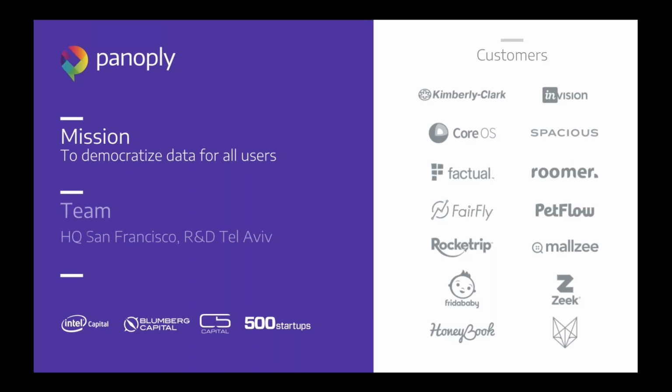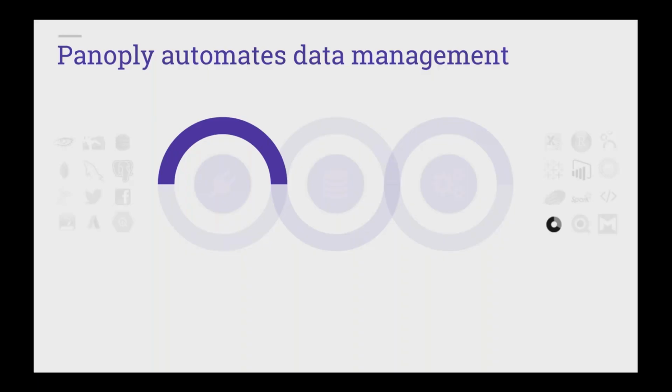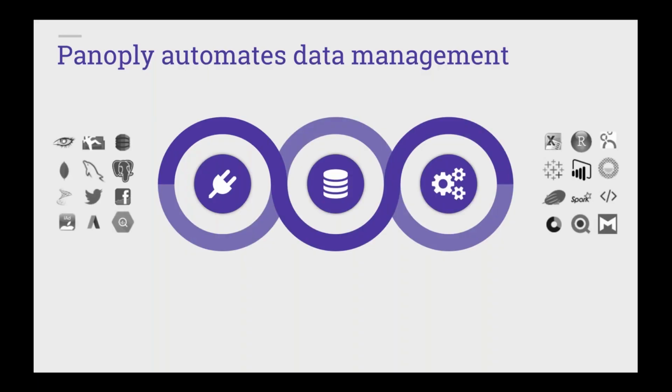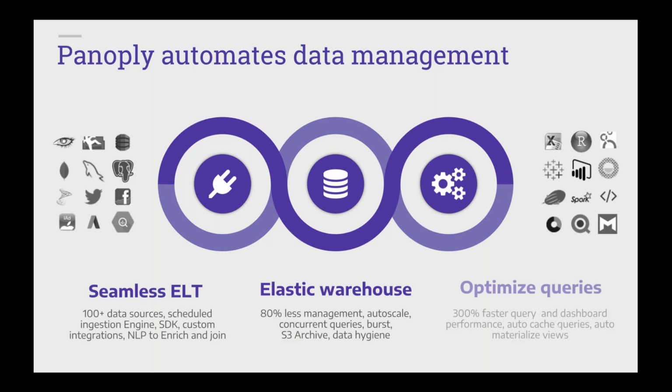So let's first talk a little bit about Panoply. Panoply is a smart data warehouse for business intelligence. We have some clients, as you can see on the right-hand side. We have more than 100 customers now. We're based in San Francisco, and we also have an office in Tel Aviv. We want to democratize data for all users, and you'll hear a lot about that in Kimberly-Clark's usage of us in the presentation. A smart data warehouse is one that is able to ingest data from multiple sources and is able to make that data queryable.